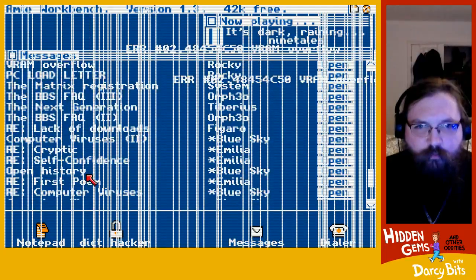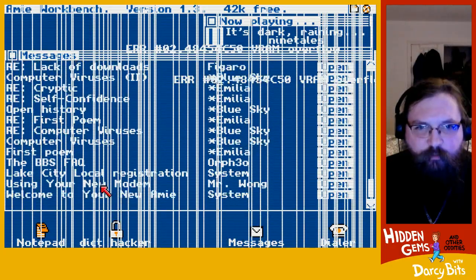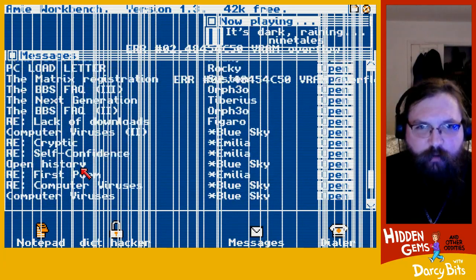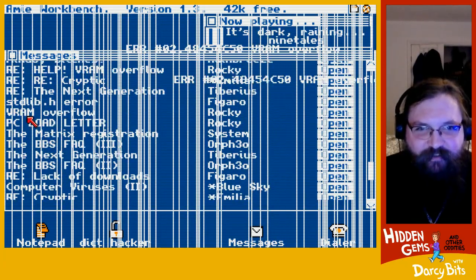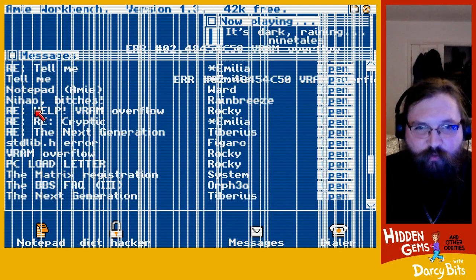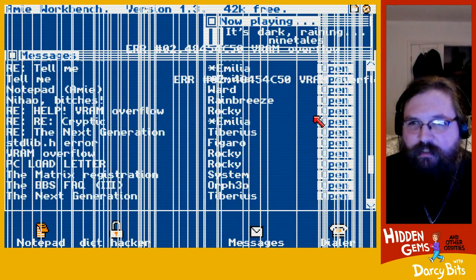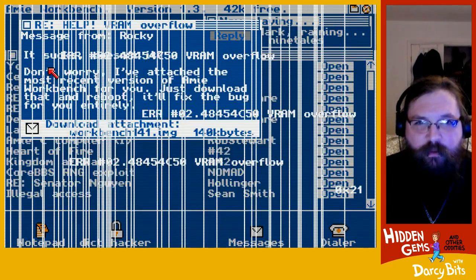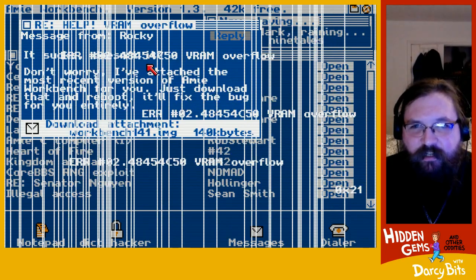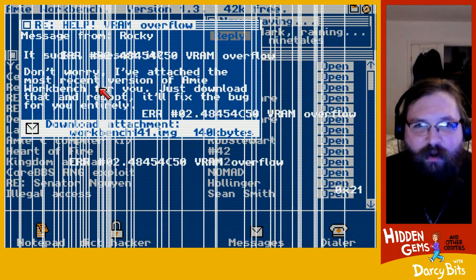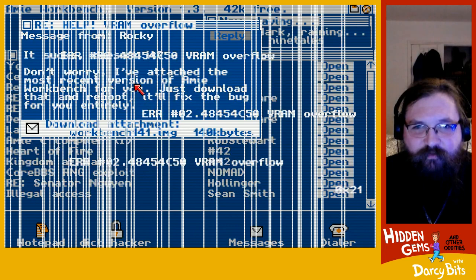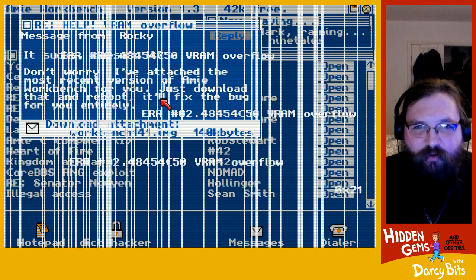RAM overflow. This is very difficult. RAM overflow. Help RAM overflow. Here it is. It sucks, doesn't it? Wow. Don't worry, I've attached the most recent version. Just download that and reboot.